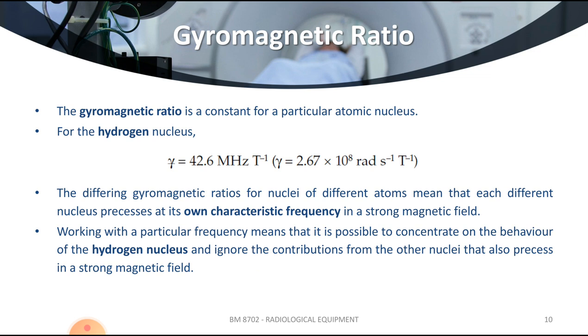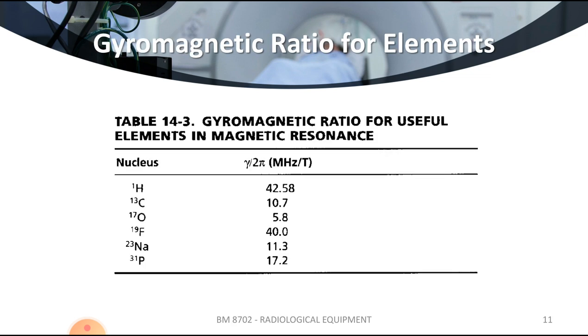So we mainly look at hydrogen atoms in MR imaging, right? So we ignore the contributions from other nuclei. Mainly the hydrogen atom, its precession, its frequency and its gyromagnetic ratio is what is given preference. The gyromagnetic ratio of other atoms and their nuclei is also given in this table, for hydrogen, carbon, oxygen, and then sodium, potassium, all these things are here.